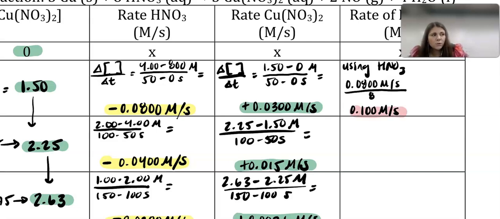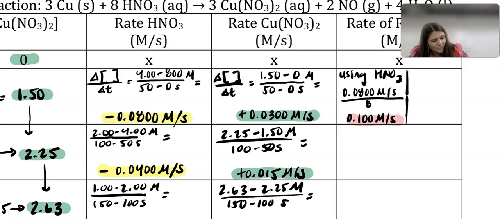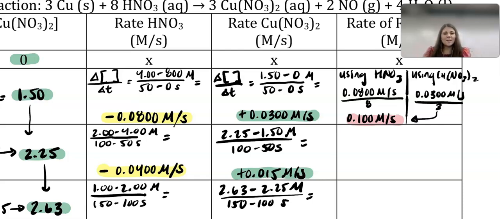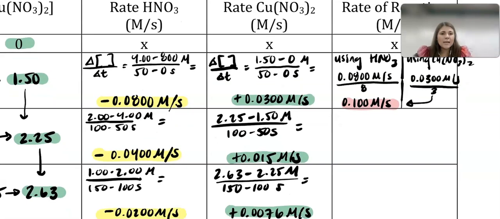Now, if you're like, well, why didn't you do the copper 2 nitrate? Well, if I did that in my tiny box next to it, and you don't have to do this, I take 0.0300 molarity per second, and its coefficient is 3, I still get the same answer. Okay, so it doesn't matter which chemical species it is. If you wanted to get the actual rate of the entire reaction, it doesn't matter which one you choose. All right, so I'm going to use nitric acid for the rest of the time intervals.